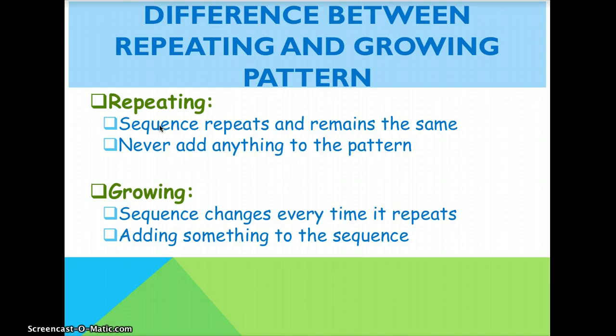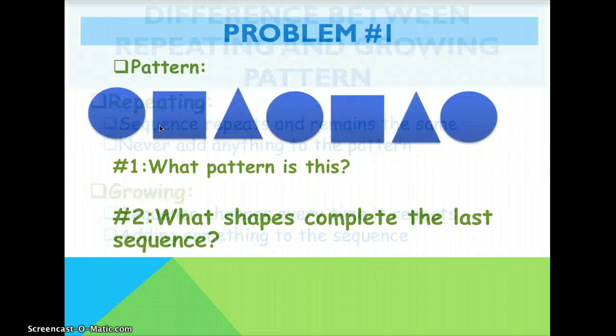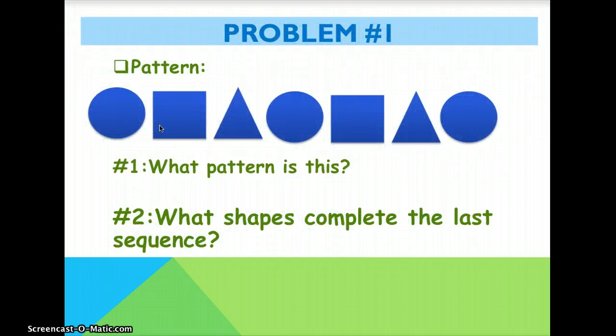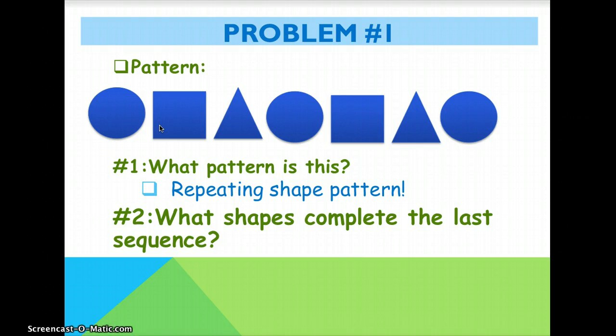So now that we've got the gist of repeating and growing patterns, we're going to do a few examples together as a class. Here's an example of a pattern. The pattern goes circle, square, triangle, circle, square, triangle, circle. So, what kind of pattern would you say this is? Repeating shape pattern is correct. What shapes will complete the last sequence after circle?